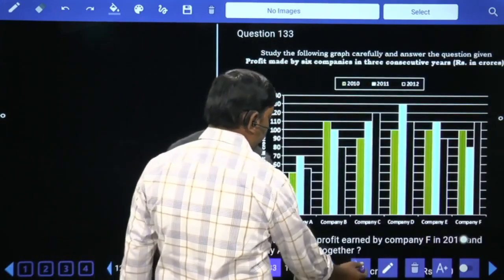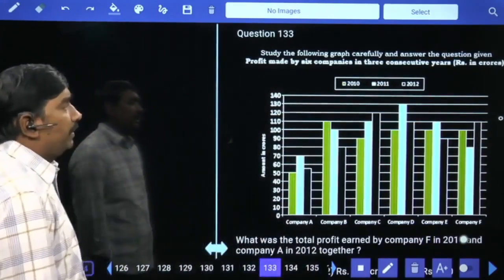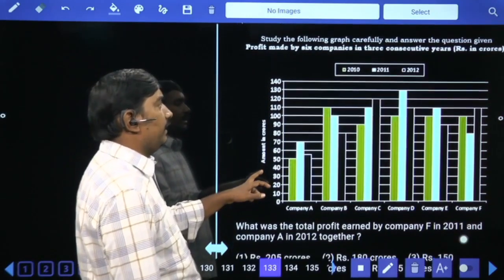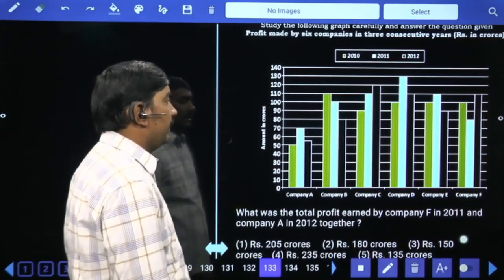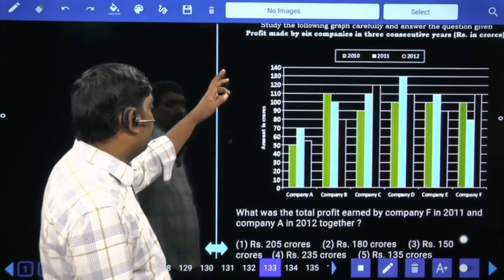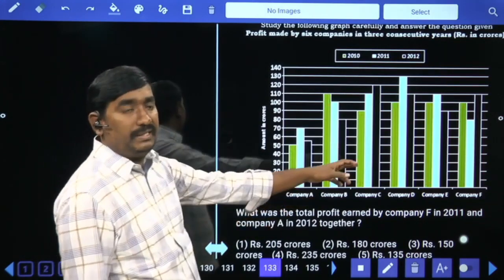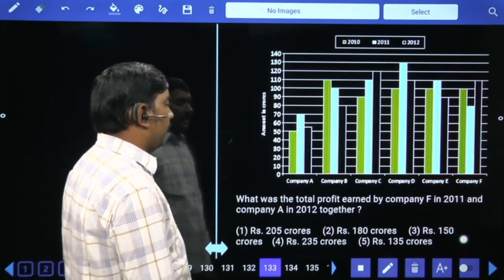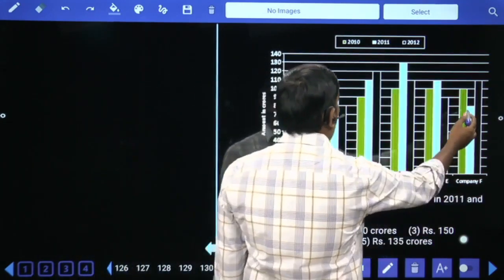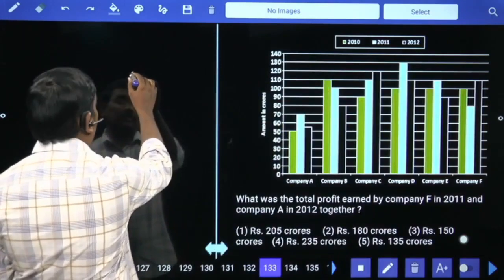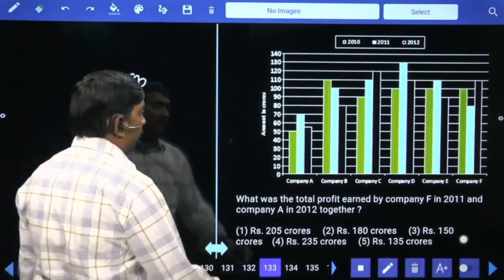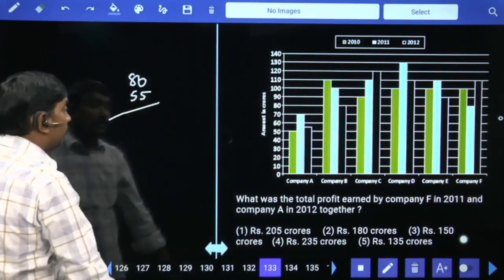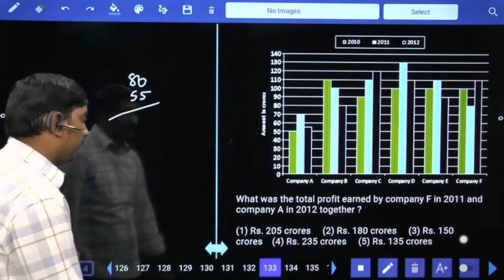Next. Study the following graph carefully and answer the given questions. Profit made by 6 companies in 3 consecutive years in crores, 2010, 11, 12. 0 to 140 amount in crores. Companies are A, B, C, D, E, F. What was the total profit earned by company F in 2011? Company F 2011 80 crores. Company A 2012 55 crores. Total 135 crores.